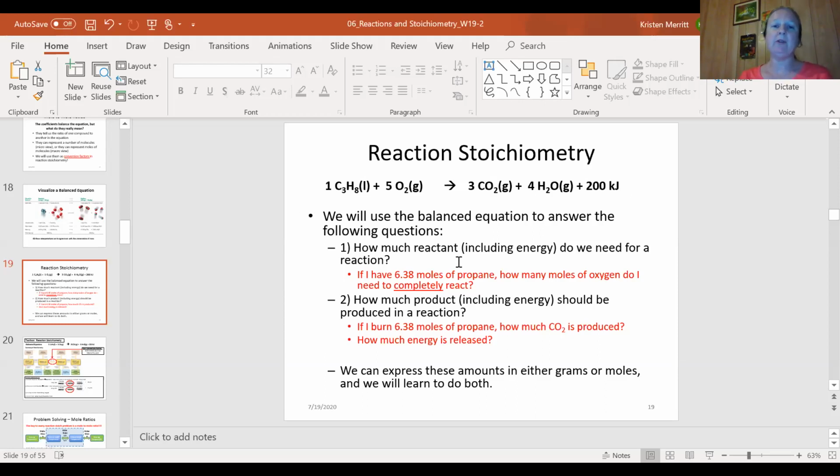So we're going to ask if you have a certain amount of propane, which is here, how many moles of oxygen do you need to use up all that propane? And then we're going to find out how much product you produce, and then how much energy, which is a product, is released. So how much energy do you make? So let's go to the whiteboard.